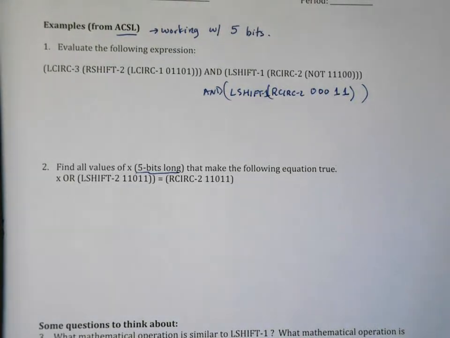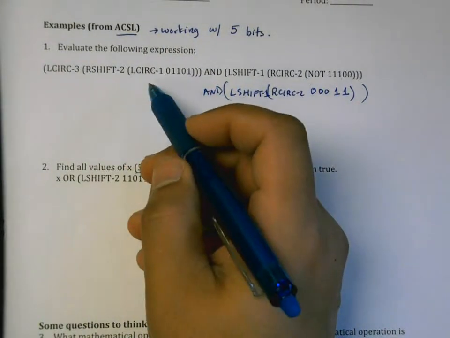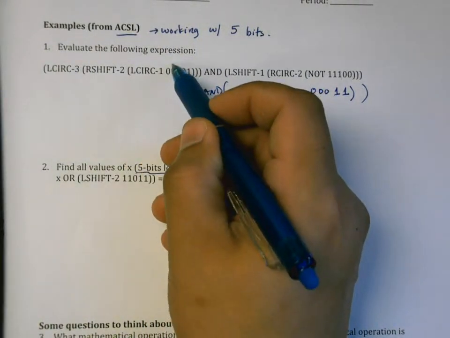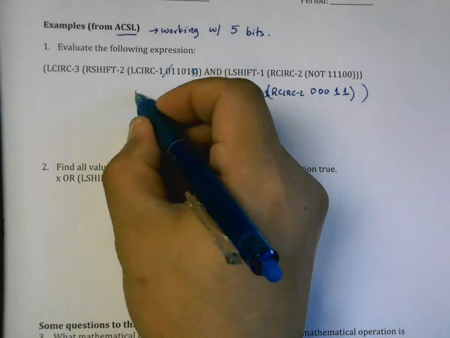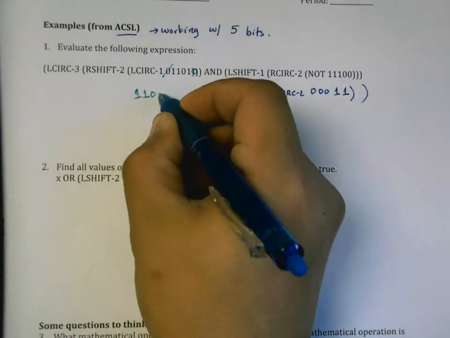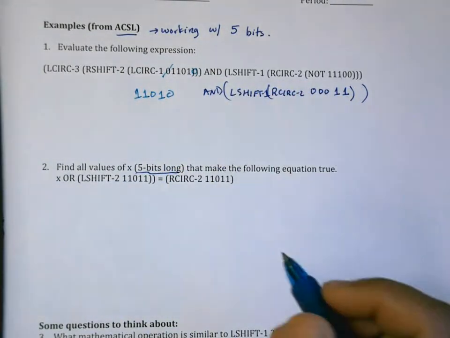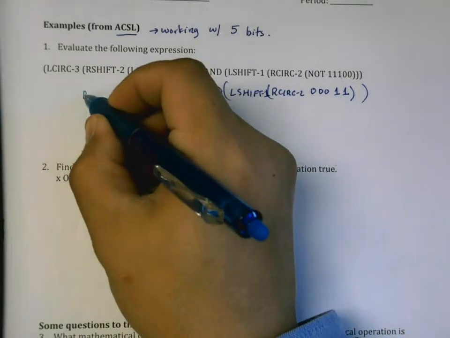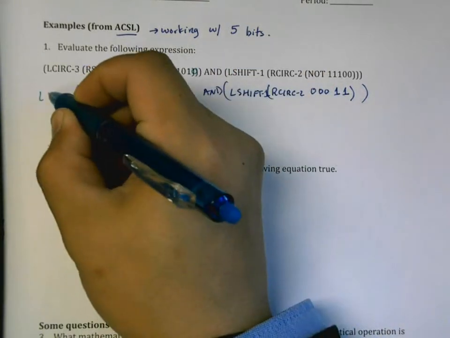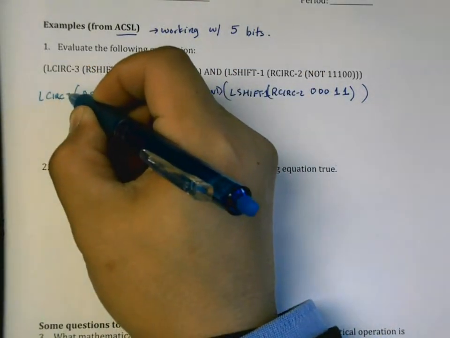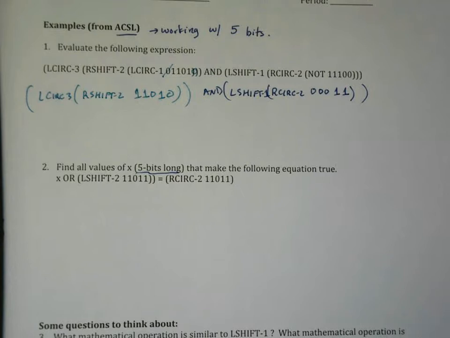On the left side, in a different color, what we have here is L_circ 1. Remember, that means to remove the leftmost bit and move it over to the right side. So that becomes 1, 1, 0, 1, 0. And we still have to perform the right shift 2 of that result, and once we're done, we still have R_circ 3 of that result, and then those get the AND operation performed on them.